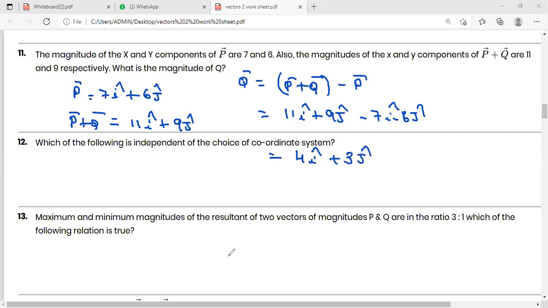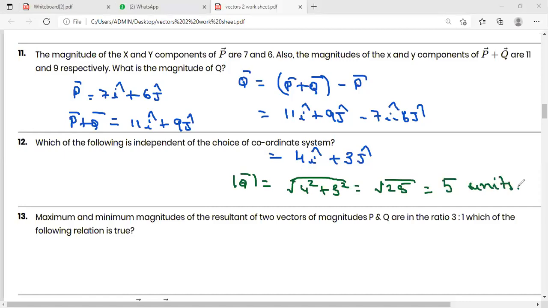But here the question is about the magnitude of Q bar. So the magnitude of Q bar is root over X component square plus Y component square. Root over 16 plus 9 will be 25. Root 25 is equal to 5. And finally, it is 5 units.